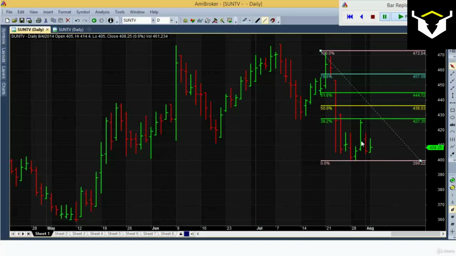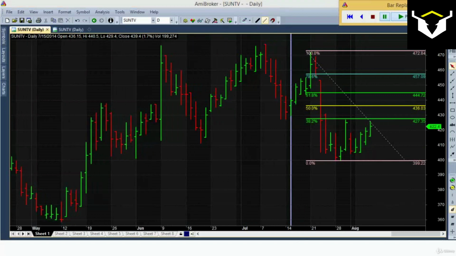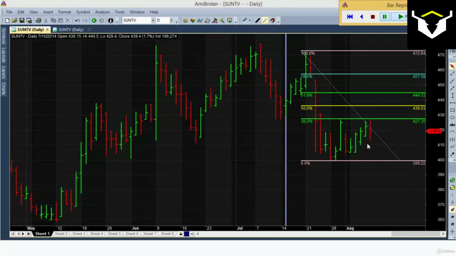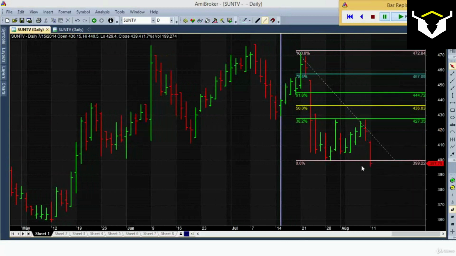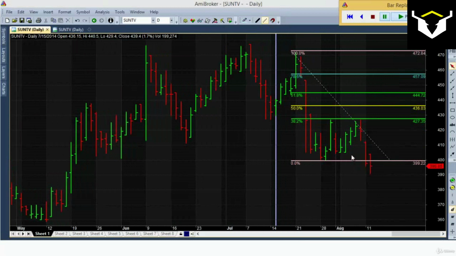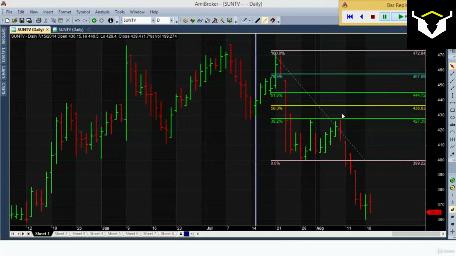Basically, you can see prices have made an attempt to breach through 38.2 and it was unsuccessful on 31st July 2014. Alright, let's go ahead and add some bars and see what happens next. Prices try to breach 38.2 again and have found resistance again, and prices break down to make a new low. You can see, prices found a resistance at 38.2%.